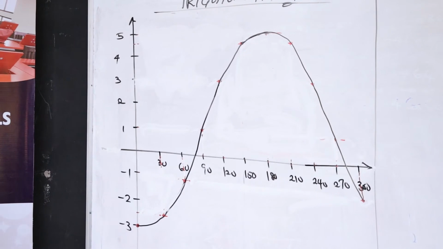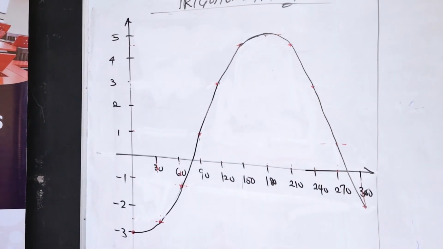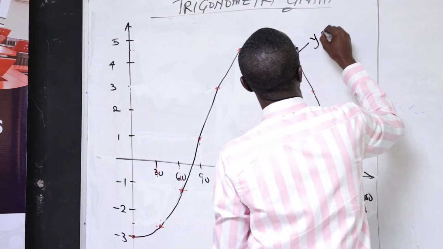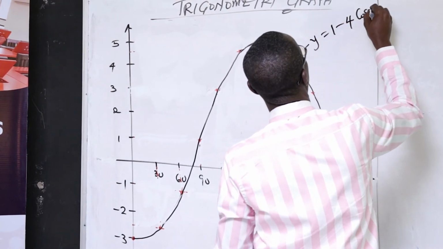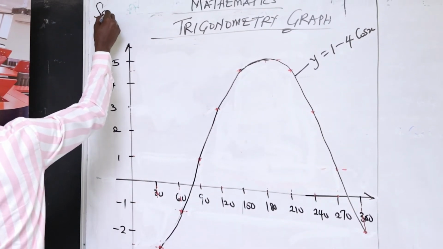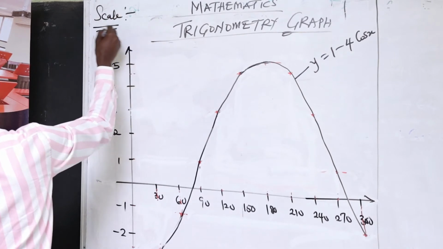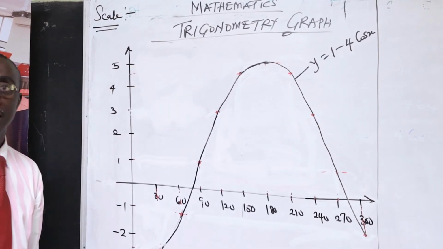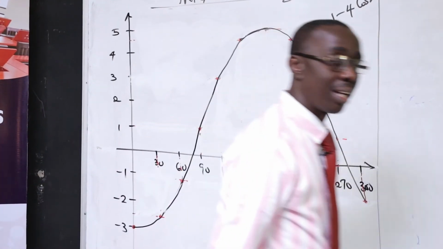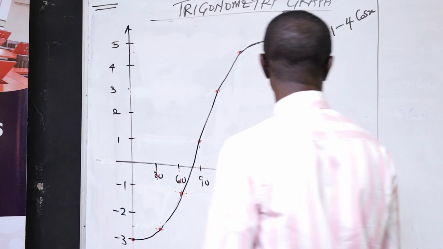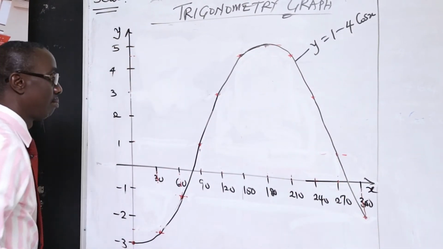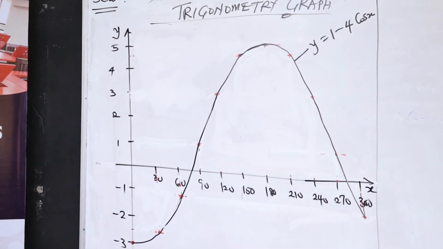Okay, fair enough. Then you are expected to put the name of this graph, y is equal to 1 minus 4 cos x. Students, you are also expected to put your scale on the graph. Yes or no? Yes, sir. These are important things that the examiner will need to see and check carefully. You also are expected to label your axis. Please label your axis. It's important, label your axis.